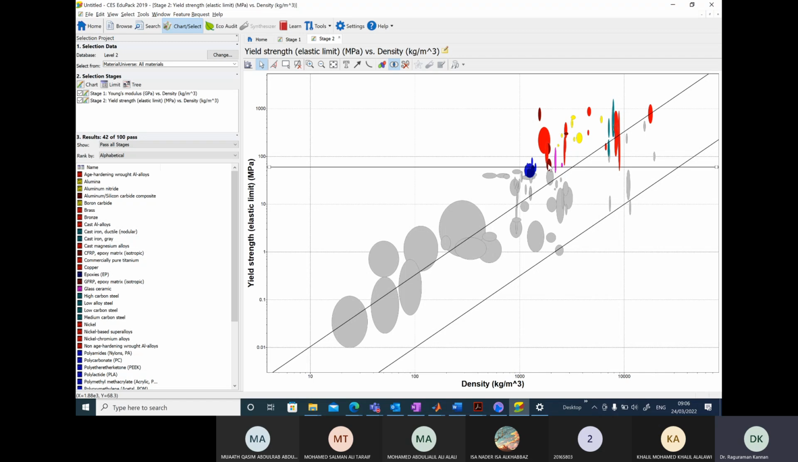Okay, so let us see if some ferrous alloys are listed here. I cannot see any ferrous alloys here. Copper, this is zinc. Usually it is a very small bubble. Ferrous alloys, we have cast iron here, low carbon steel. Usually we select low carbon steel material with high ductility.